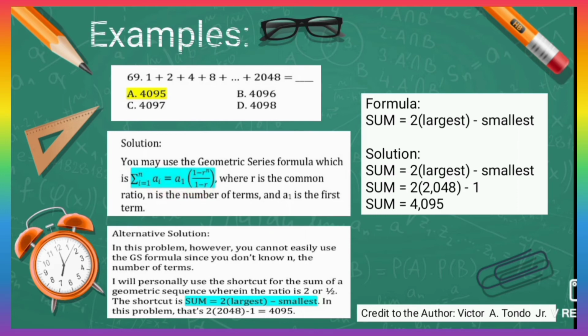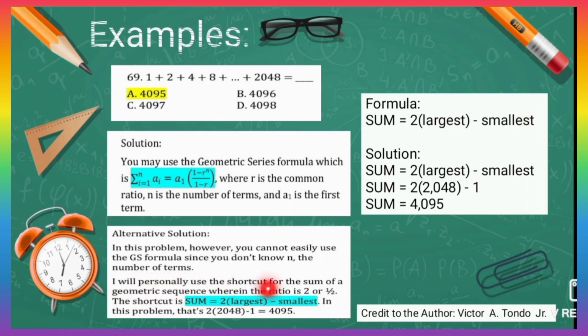Pero, sa geometric series naman, sa paghahanap ng n, meron siyang formula. Pero, since board exam ito, dapat yung gamitin mo na formula is yung simplest way or yung mas madali mo matandaan at tumpak yung answer. So, same lang naman siya. Ito yung formula ni Sir Victor Tondo, which is sum equals 2 times the largest minus the smallest. Ayun.